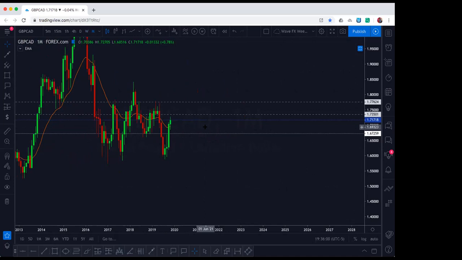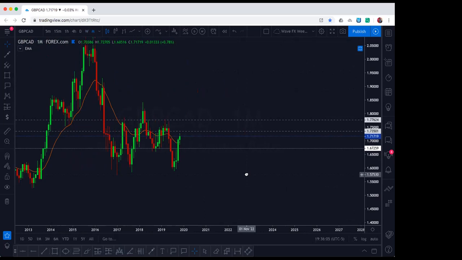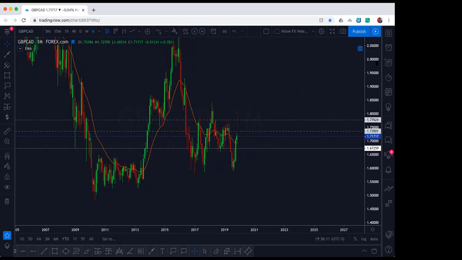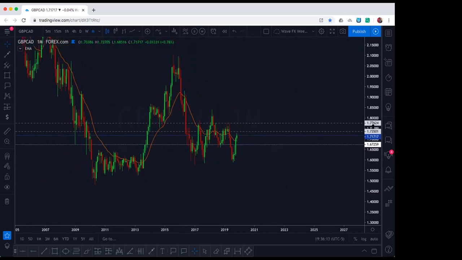This definitely looks higher. Okay, let's see. So this is a level that I should be looking at.